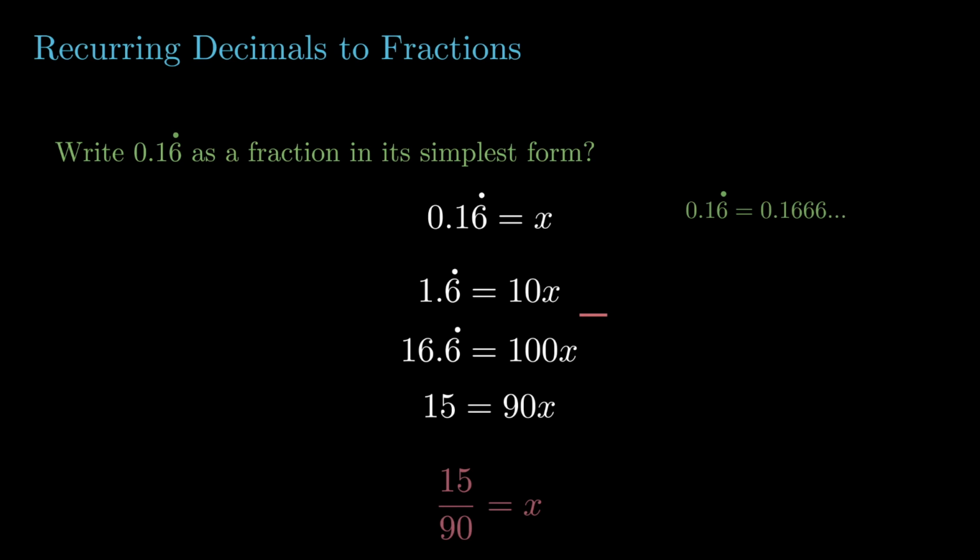And the next step is we divide both sides by 90, so we get 15/90 is equal to x. However, as this question is asking for the fraction in its simplest form, we can simplify this fraction further by dividing both the top and bottom by 15, and the answer that we get is 1 over 6 is equal to x. And that's the answer to this question.